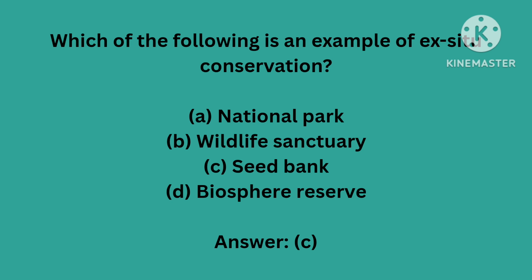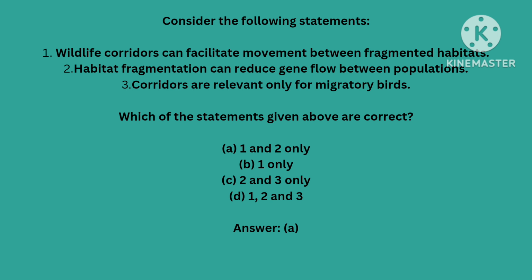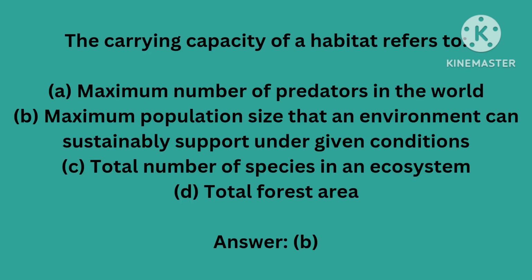Which of the following is an example of ex situ conservation? And the answer is seed bank. Now in the option, you can see there are various kinds of it. The correct is seed bank. Next is, consider the following statement. Wildlife corridors can facilitate movement between fragmented habitat. Habitat fragmentation can reduce gene flow between populations. Corridors are relevant only for migratory birds, and the correct option is first two.